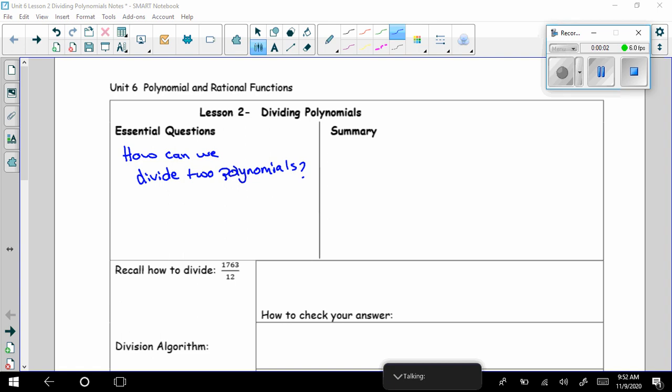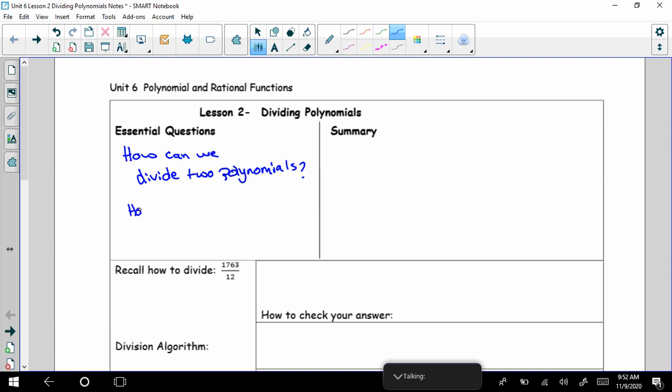Okay, as we move into lesson 2, we're going to look at how to divide polynomials. Now we've added, subtracted, and multiplied them, and then even simplified, which is a form of dividing one polynomial over another. But we're going to look at actually dividing them. So what that process is in both long division and synthetic division.